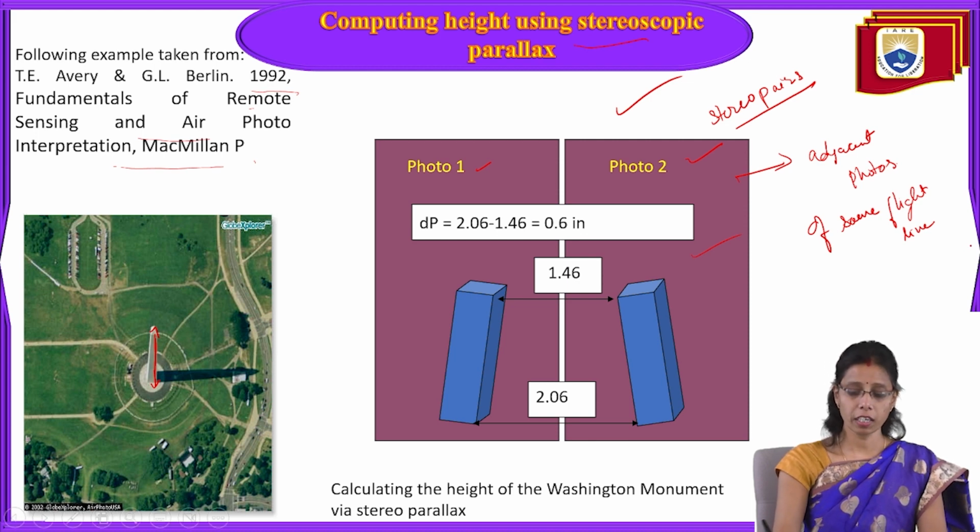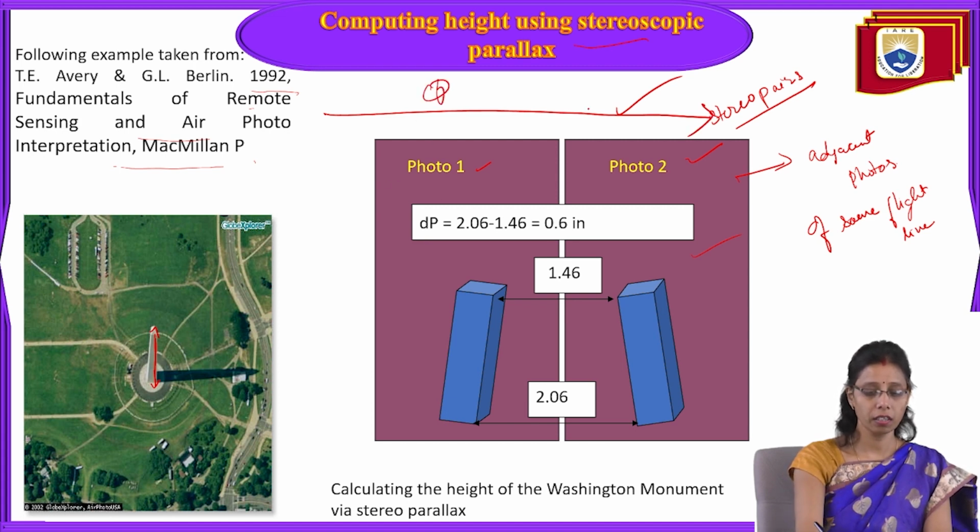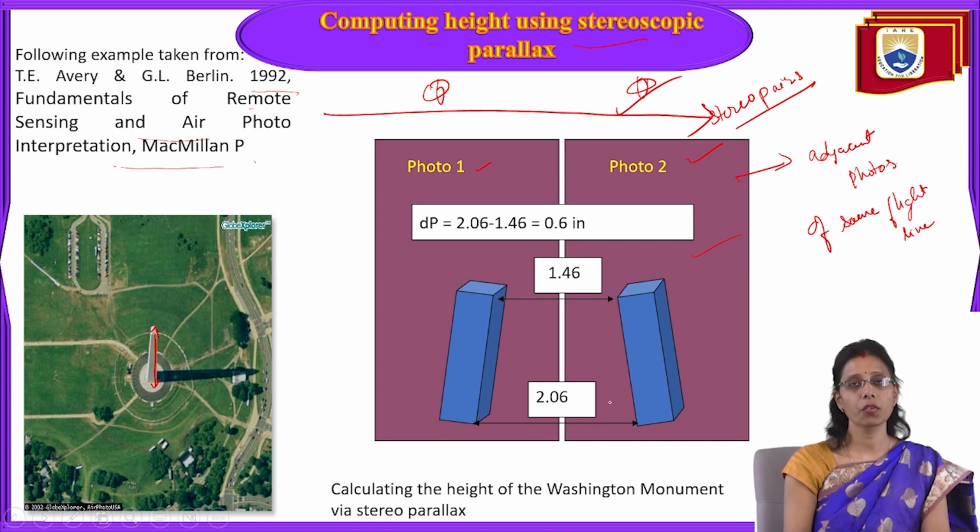What does the same flight line mean? If this is the flight line direction, then in the flight line direction photo number 1 is clicked here and photo number 2 is clicked here. Now this is the building whose height we are going to measure. How can we compute the height of this building? By using the stereoscopic parallax. So this is building 1, the first view.